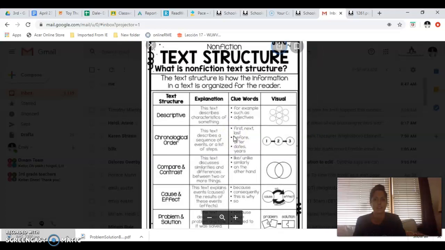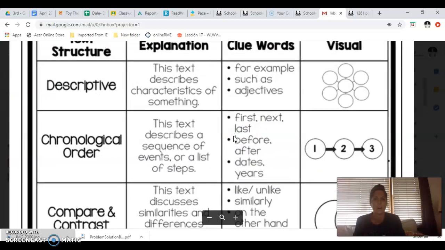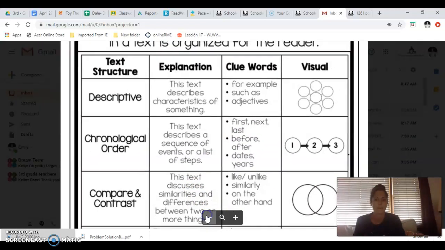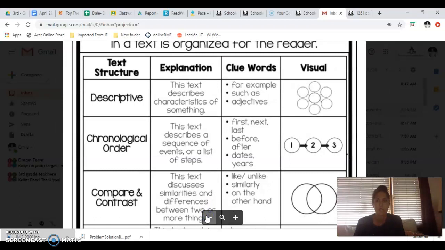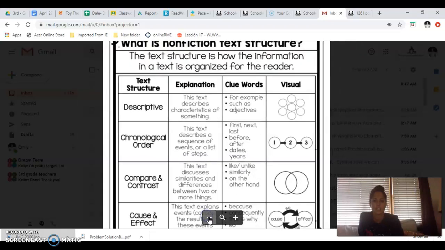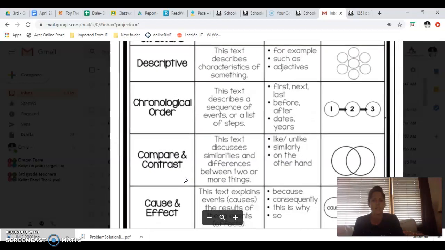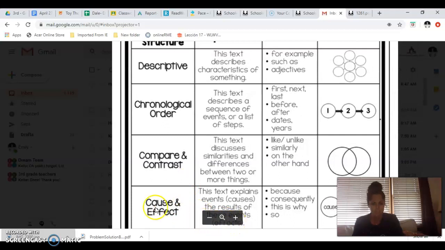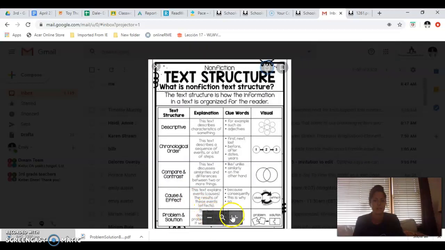So be thinking, is it descriptive? Is what I'm about to read in chronological order? Is that the main text structure? Is it focused on comparing and contrasting, compare and contrast between two or more things? Is it more cause and effect? So it explains the events, the causes, the results of these events. Is that the main text structure of what I am about to read?